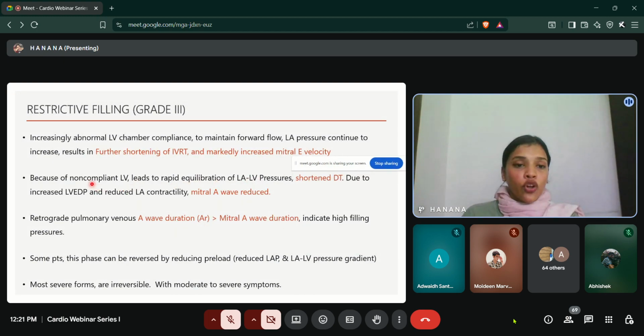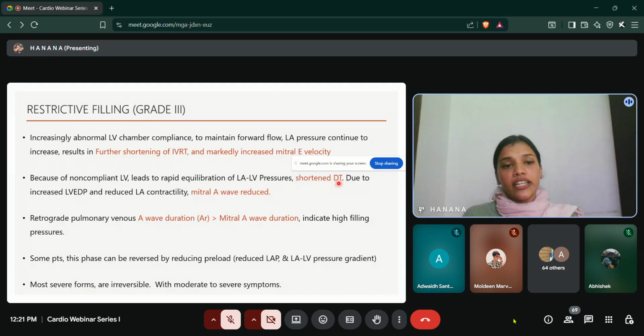because of the non-compliance in the LV, the equilibrium is attained very fast between the LA and LV. The LA and LV pressures are equalized. Equilibration means the pressures in between both systems are equalized very fast, and so the E wave stops very fast. The flow stops abruptly because of the pressure equalization.